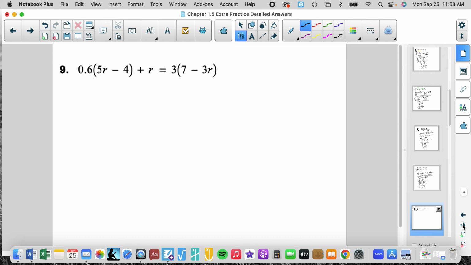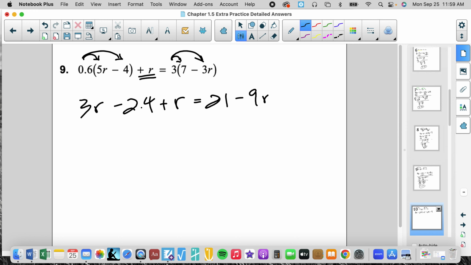All right. Now, again, I don't need a calculator. I can think about this quite naturally, but we would be distributing 0.6 times 5r. Well, 6 times 5 is 30, plus the 1 decimal point is 3. 6 times negative 4 is negative 24, plus the decimal point is negative 2.4. Plus the r, which is not affected by the distribution. That's not in the parentheses, Chewbacca. It's outside of Chewbacca. And then we get 21 minus 9r.